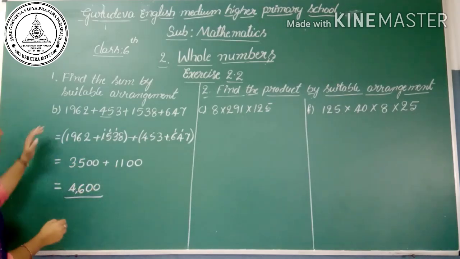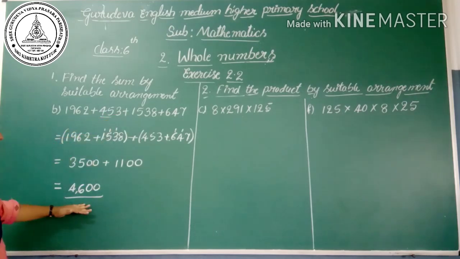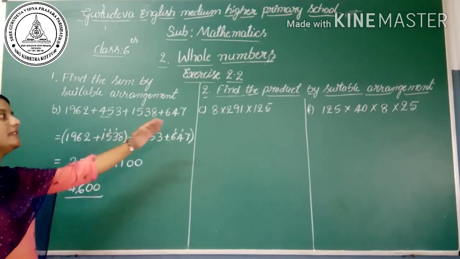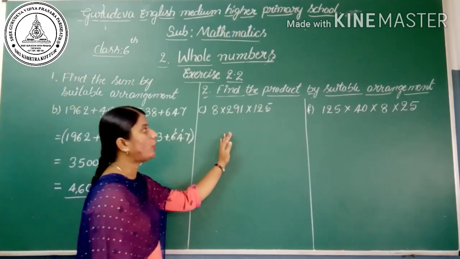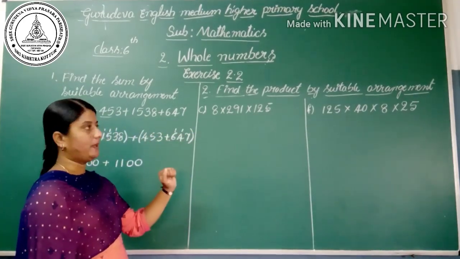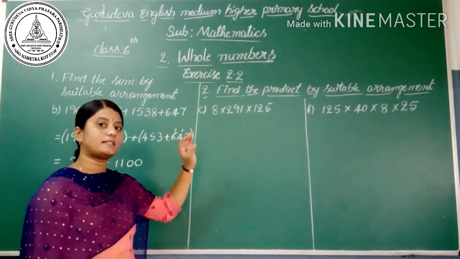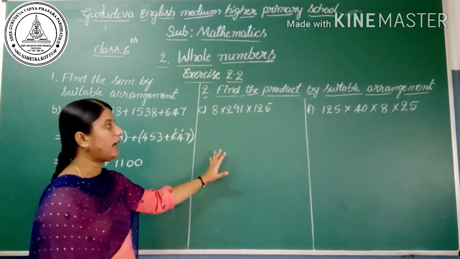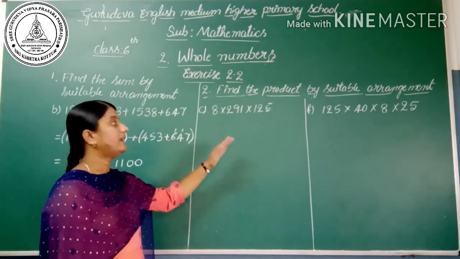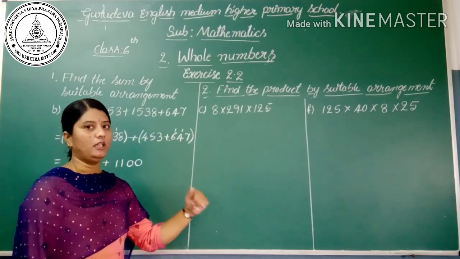The sum of the given four numbers is 4600. Then let's go to the second main. Find the product by suitable arrangement. Here they have given six questions. In the six questions I have taken two questions. The rest of the questions you have to solve in your notes.